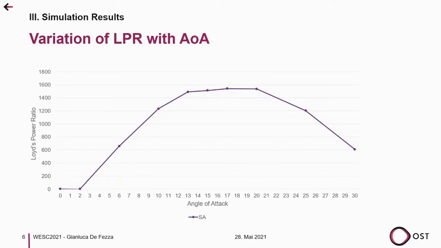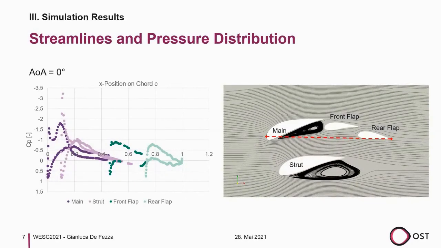We have done that, especially with streamlines and pressure distributions. On the left side here, you see the pressure distribution of each separate airfoil. And on the right-hand side, you see again the airfoil with the names on it and the streamlines. And of course, the chord length and the angle of attack.